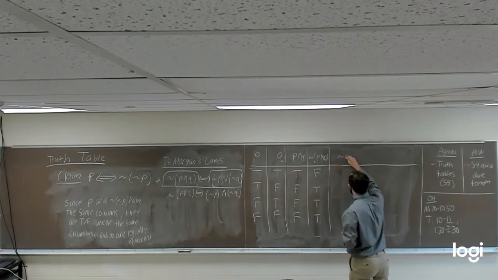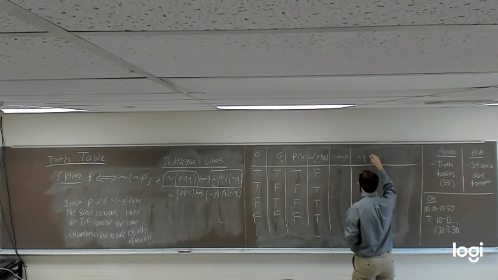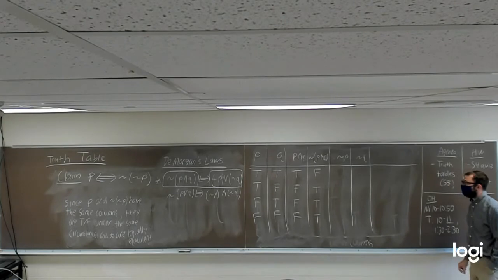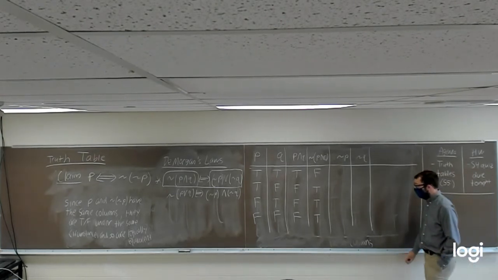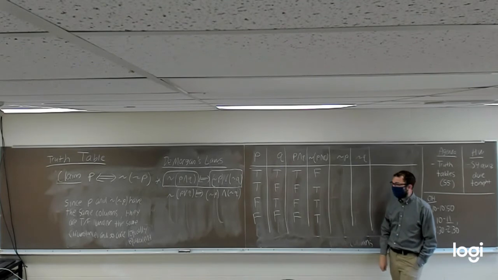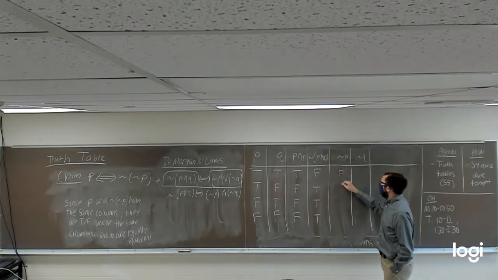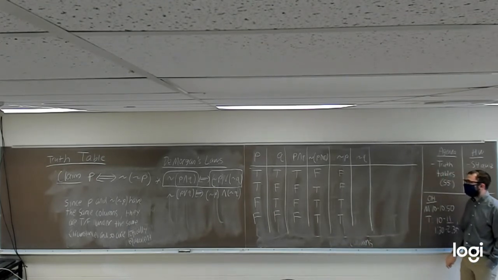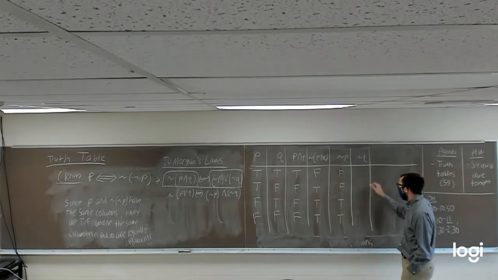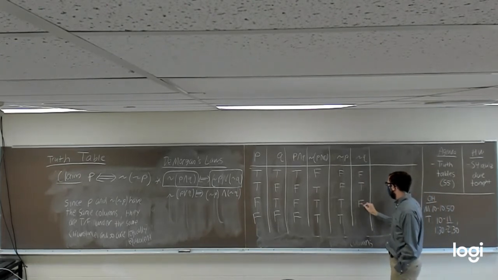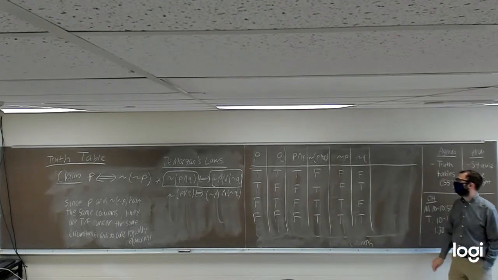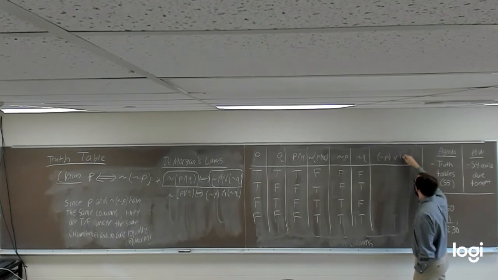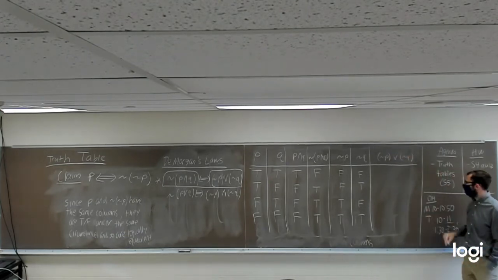Let's make a column for not P and a column for not Q. Not P is just going to be the opposite of the P column. So since the P column is true, true, false, false, the not P column is going to be false, false, true, true. Since the Q column is true, false, true, false, the not Q column is going to be false, true, false, true. And so now we want a column for not P or not Q.